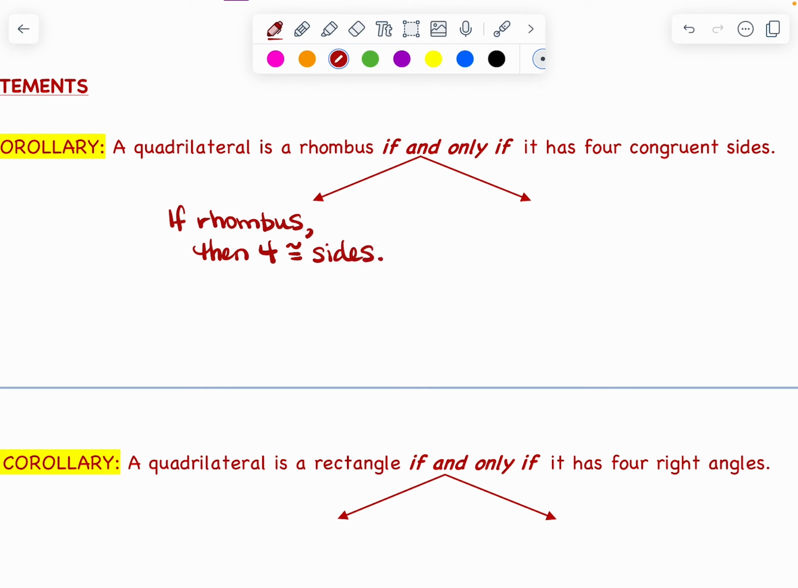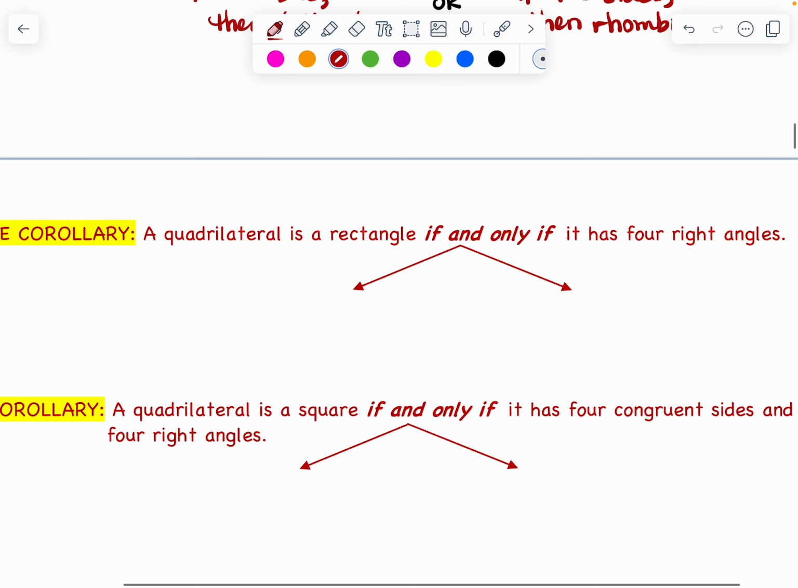and I would use that one if I already knew it was a rhombus. Or you could say if four congruent sides, then rhombus. And I would use it backwards in that order if I was trying to prove that the shape I was looking at was a rhombus. So that's going to be up to you to determine which one of those you use. Same as yesterday, no big deal. All right, and we have that same corollary for the rest of these.